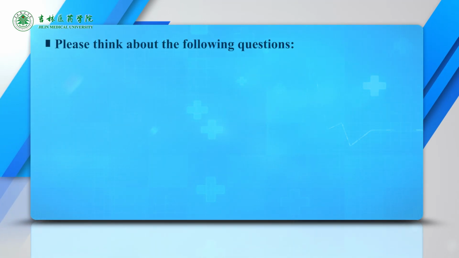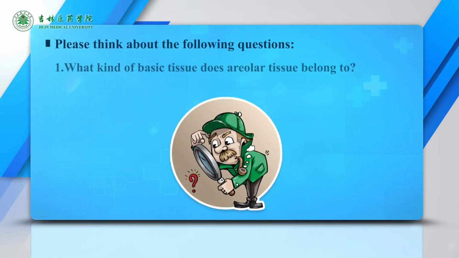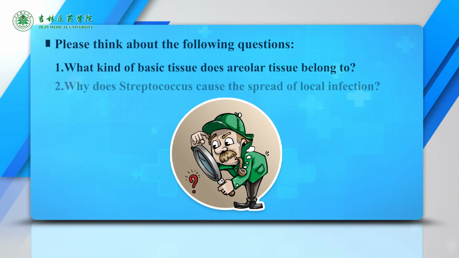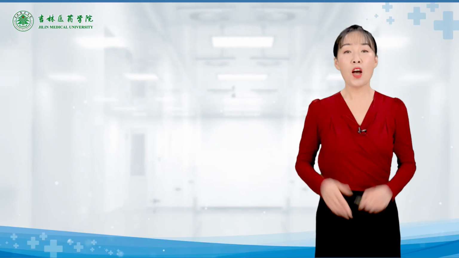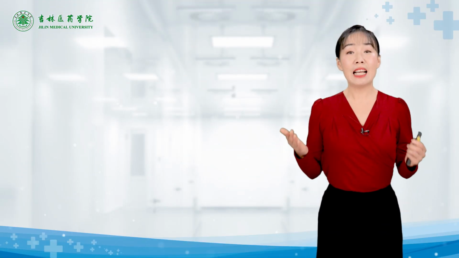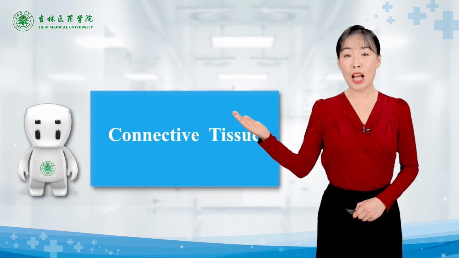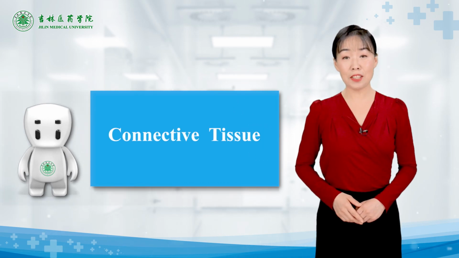Please think about the following questions. What kind of basic tissue does a real tissue belong to? Why does streptococcus cause the spread of a local infection? With these questions, let's start today's study. In this chapter, we will learn connective tissue.